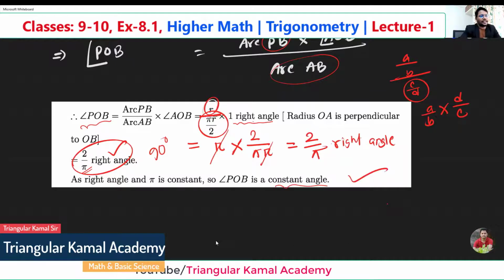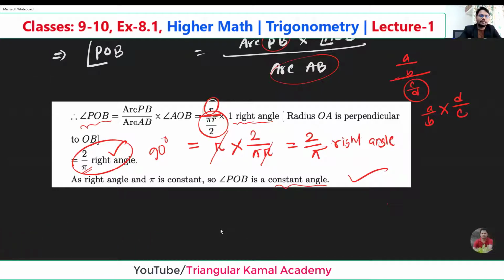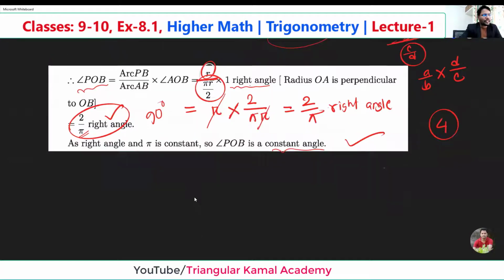And this is the theorem, and class 9-10 standard students in the board exam have to write this theorem that proves that the radian angle is a constant angle. This is a 4 marks question here. So now here we see POB angle.